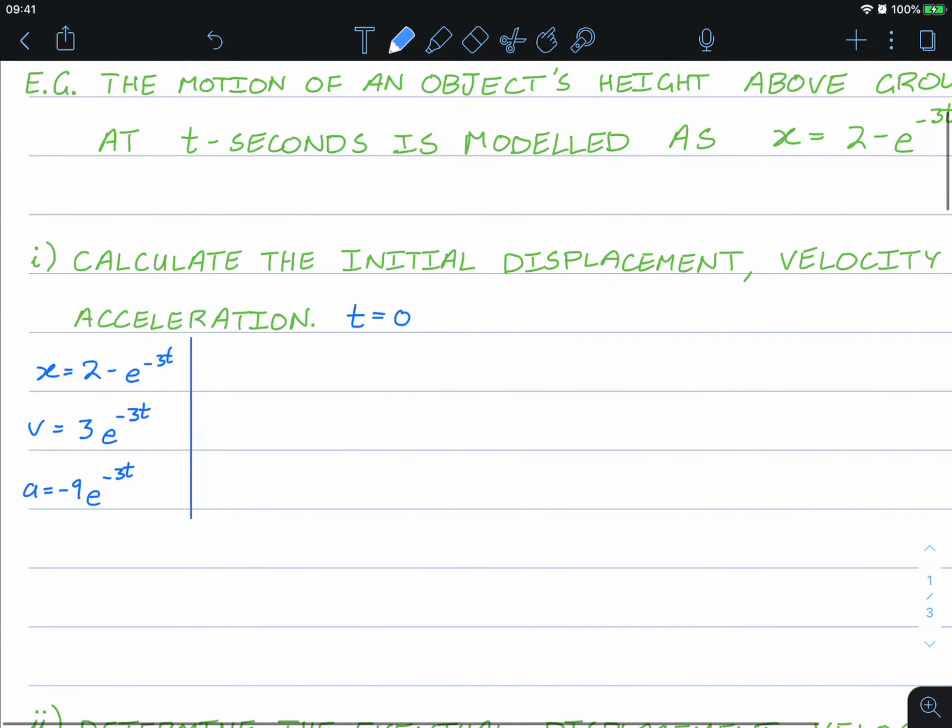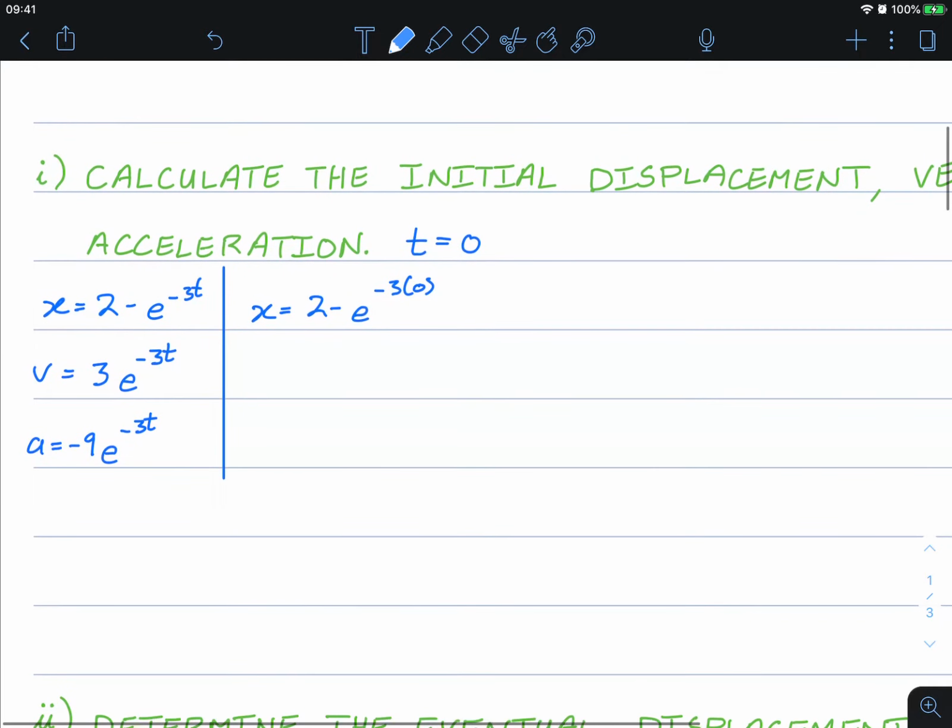The value of its displacement when t equals 0: x equals 2 minus e to the negative 3 times 0. Well, that's e to the power of 0, which is 1. This is 2 take away 1. Its initial displacement is 1.